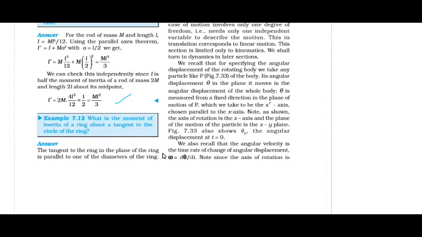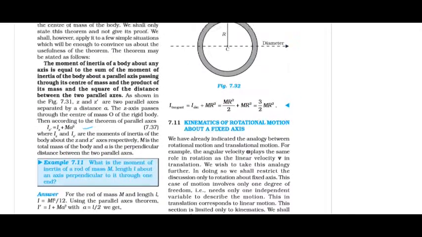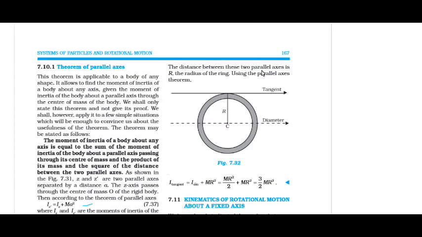Now next example: what is the moment of inertia of a ring about a tangent to the circle of the ring? The tangent to the ring in the plane of the ring is parallel to one of the diameters of the ring. The distance between these two parallel axes is r, the radius of the ring. Using the parallel axis theorem, I tangent is equal to I diameter plus mr square.